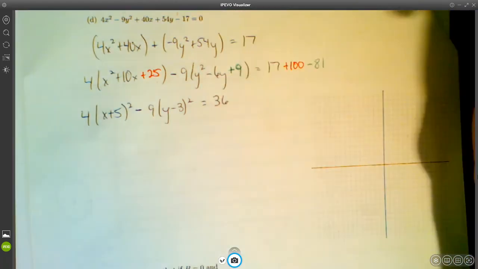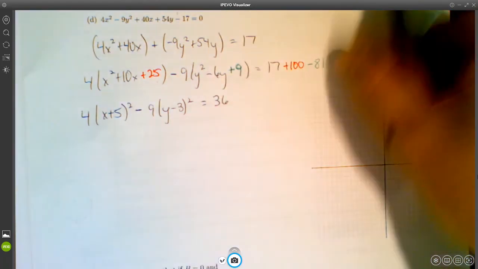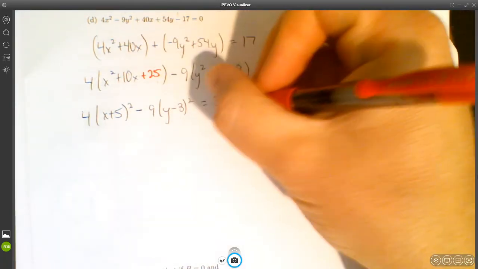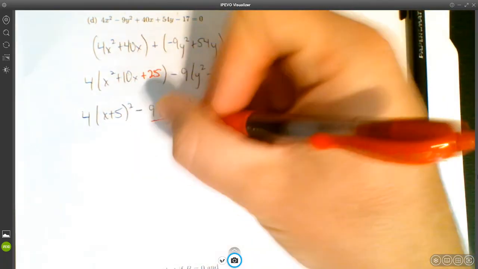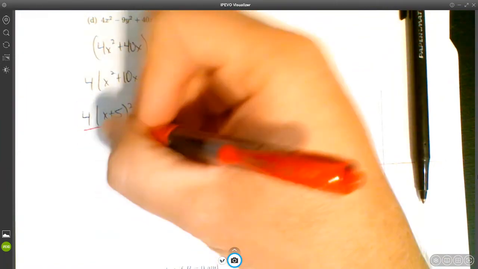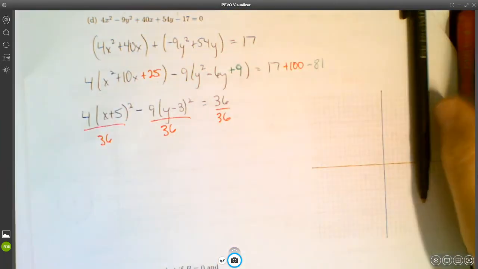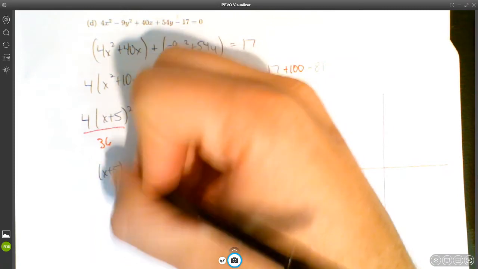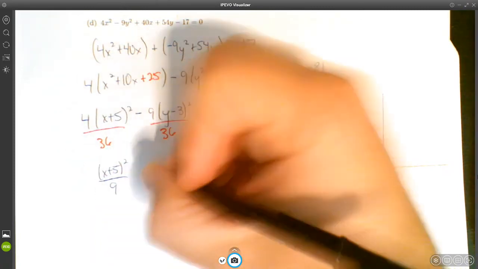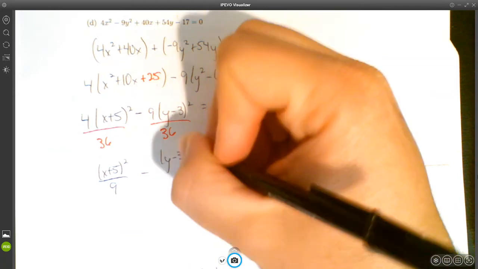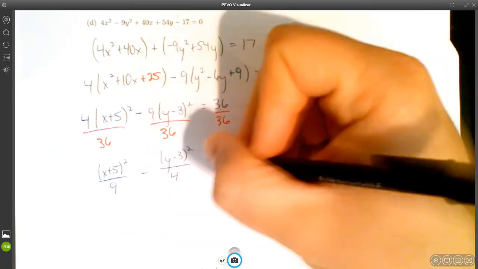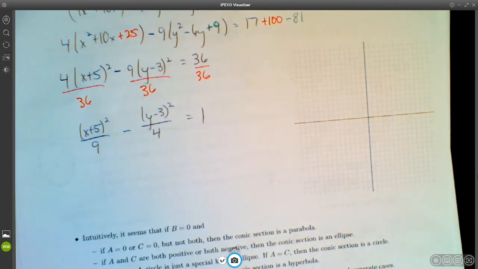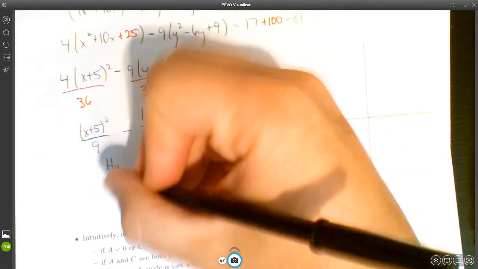Oh, look at that. These problems have all been rigged so that they work out nicely. They don't have to be, though. You might come across some problems in the homework where things are a little messier. But anyway, this one we can do in our head for sure. This is x plus 5 squared over 9 minus y minus 3 squared over 4 equals 1. And there we go, hyperbola, right? It's a hyperbola for sure.